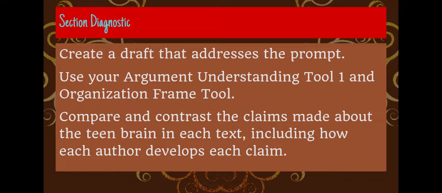Now you will create a draft that addresses the prompt. You will use your Argument Understanding Tool 1 and your Organization Frame tool. You will compare and contrast the claims made about the teen brain in each text, including how each author develops each claim. And if you open up the slides from this presentation, you will see the prompt on the previous slide.